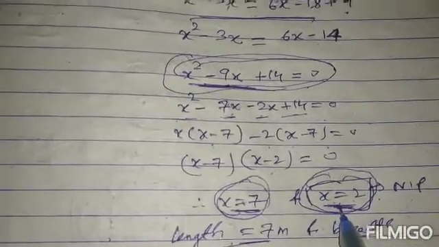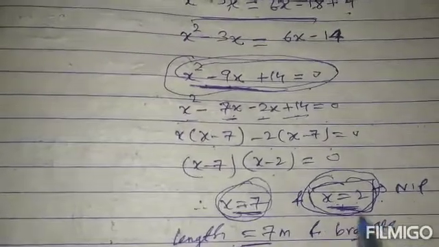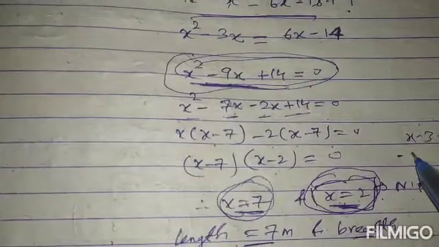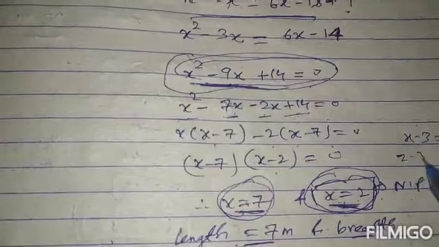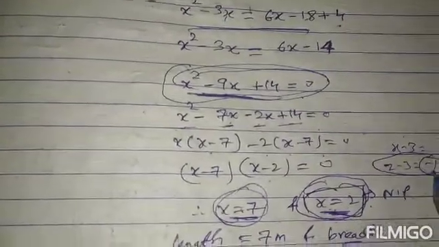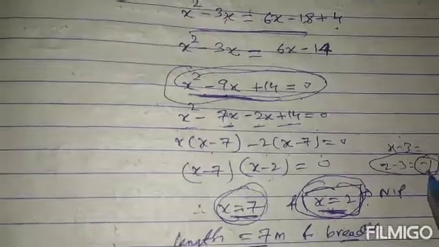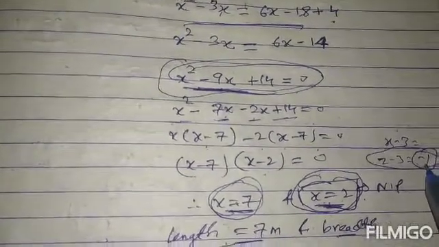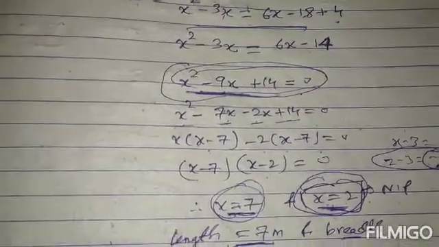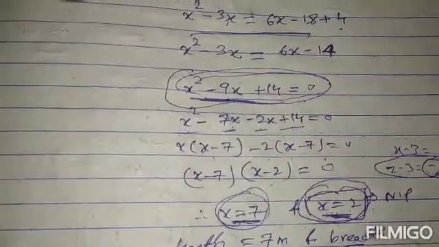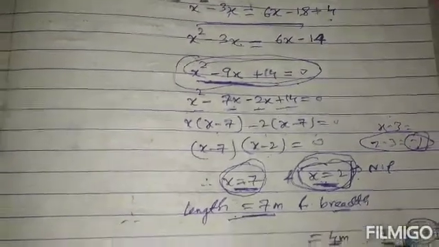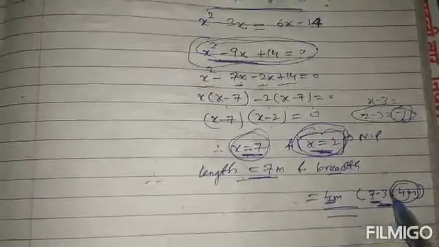But x equals 2 is not possible. Why? Because if we take x equals 2, then x minus 3 equals 2 minus 3, that is equal to minus 1, right? Which is not possible. Why? Because the length of any field can't be negative. Therefore x equals 7, hence the length will be 7 and the breadth will be 4 meters, that is 7 minus 3 equals 4. I think it is clear to all of you.